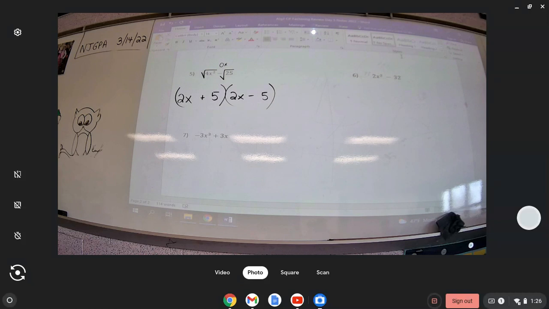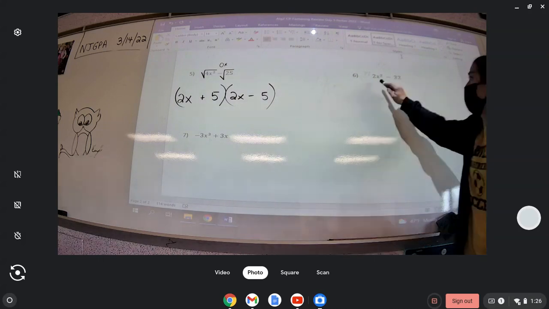2 times 2 is 4. What did you square to get 2? 1 point something. It's not a whole number. 2 is not a perfect square. He is a beautiful, even, easy number, but he ain't no perfect square. So this is not a perfect square.